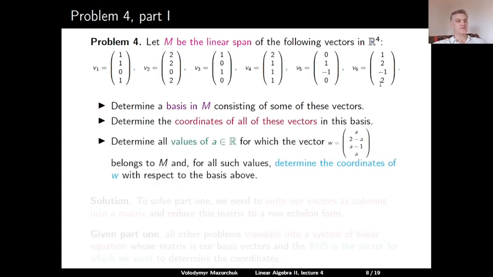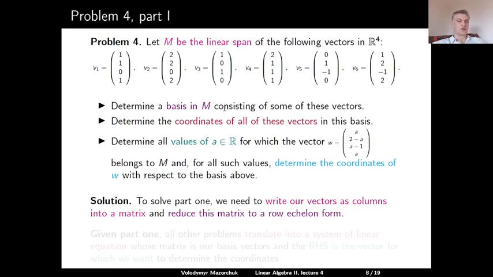And the third assignment is to determine all values of the real parameter a for which the vector w, which is equal to a, 2 minus a, minus 1, a, belongs to M, and for all such values of this parameter a, determine the coordinates of the vector w with respect to the basis from the first part of the problem.